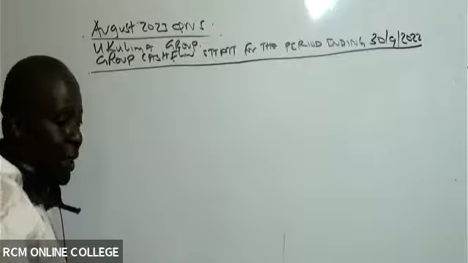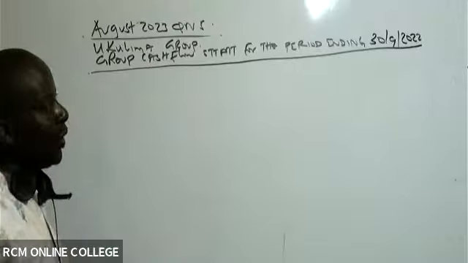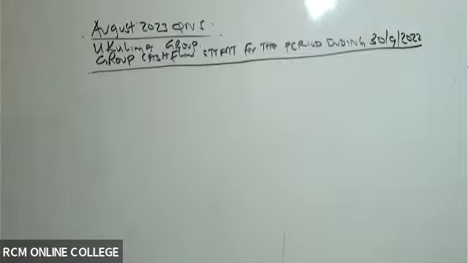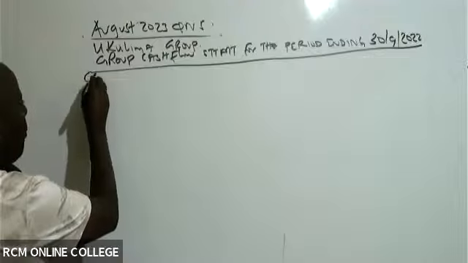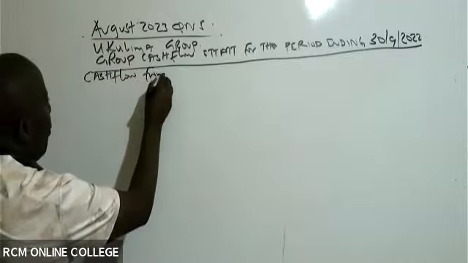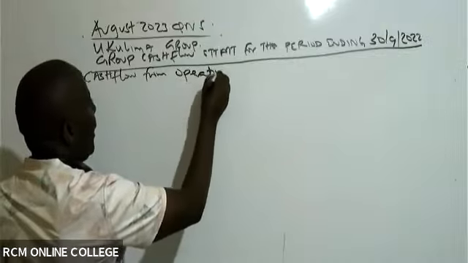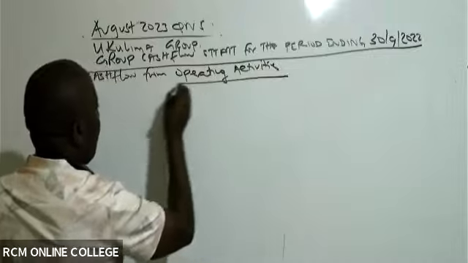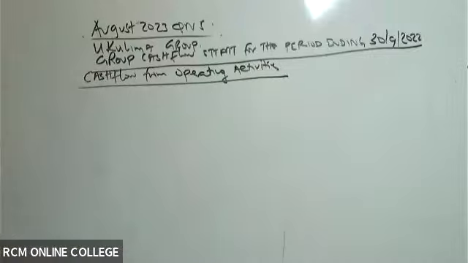So you're using the indirect method. We're using the indirect, you can write a dash there, indirect method. So group cash flow statement for the period ending 30 September 2022. So then how do we start this? We start with the first section, which is cash flow from operating activities.